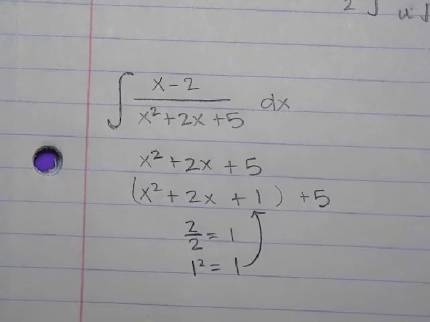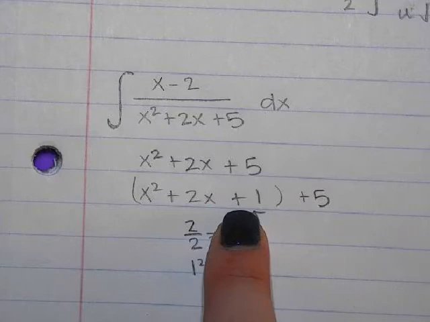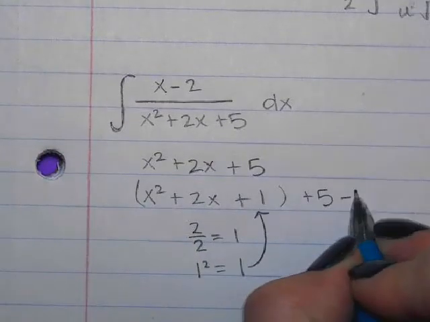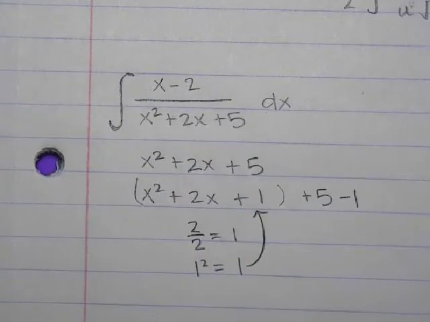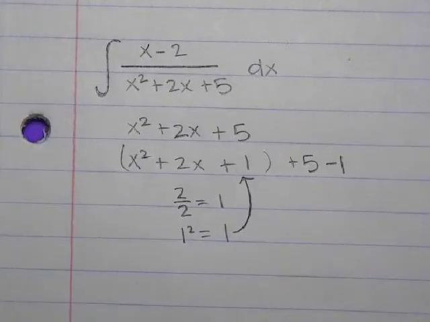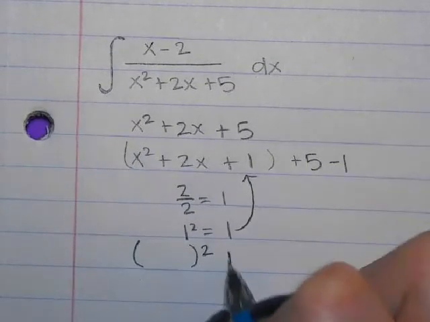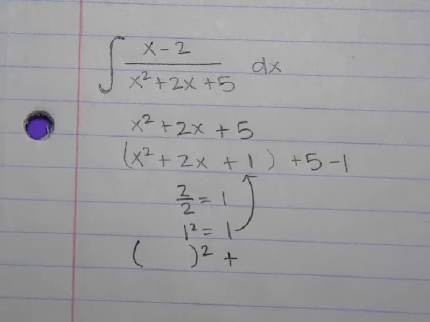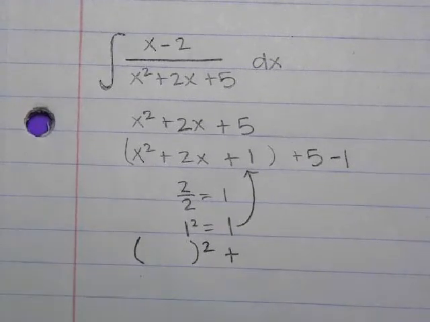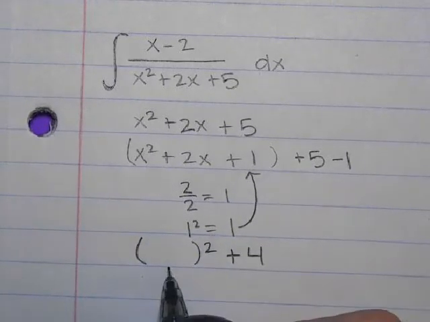Now, I can't just add 1 to an expression and expect it to equal the same thing, right? So if I add 1 to the expression, I also have to minus 1 from the expression. Okay? B divided by 2. I need to factor the answer. And so then I have got something squared plus something. So I've got plus 4. What's the something squared?